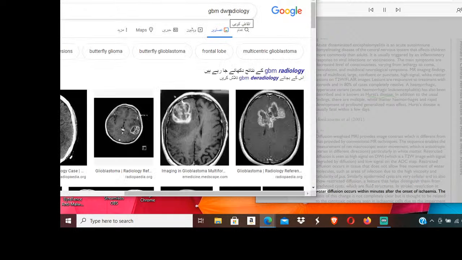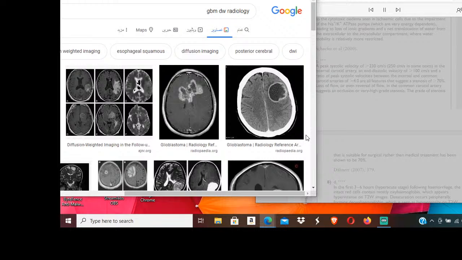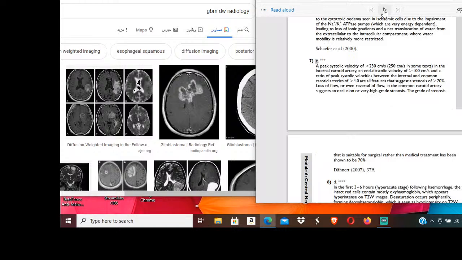In stroke, restriction in water diffusion occurs within minutes after the onset of ischemia. The basis of this change is not completely clear, but is thought to be related to the cytotoxic edema seen in ischemic cells due to the impairment of the Na+/K+ ATPase pumps, which are very energy dependent, leading to loss of ionic gradients, and a net translocation of water from the extracellular to the intracellular compartment, where water mobility is relatively more restricted. Schaefer et al., 2000.